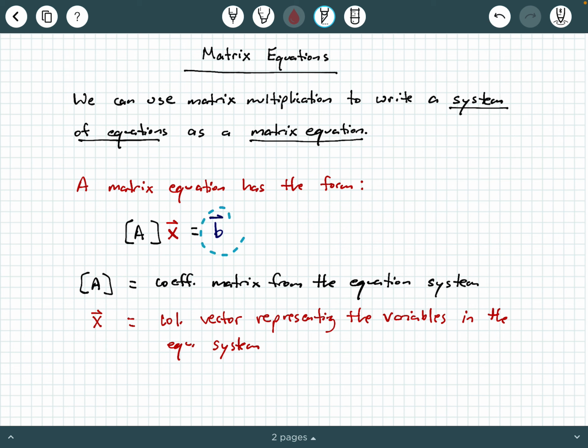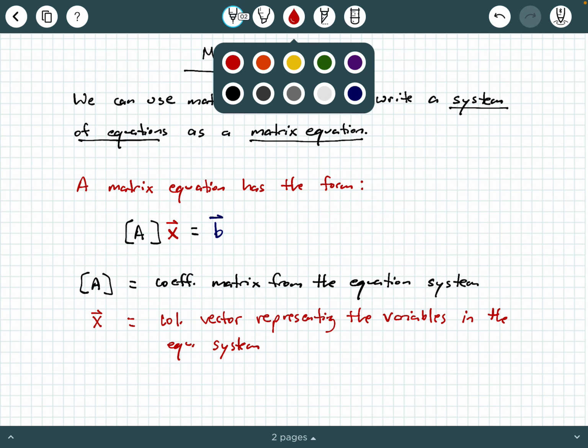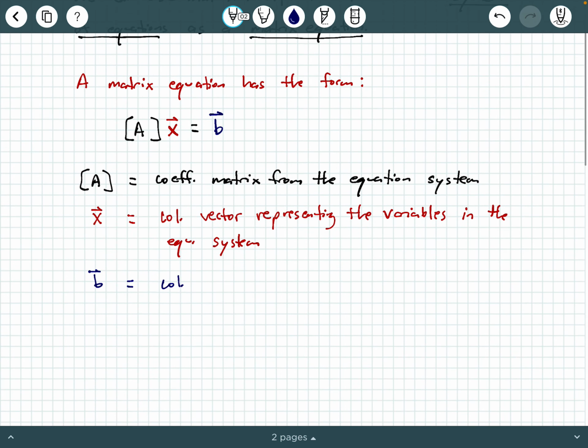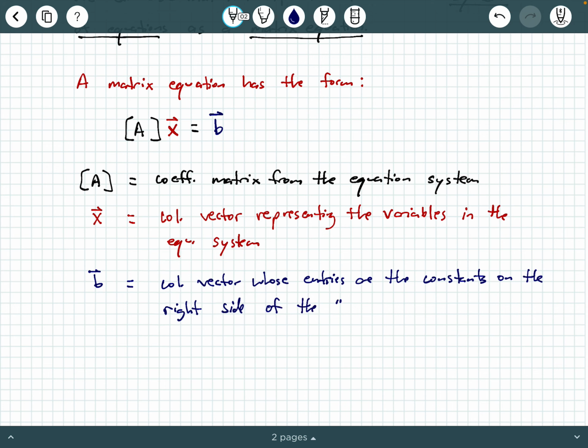And then what about this last guy here, column vector B? Okay, so column vector B, or maybe you may call it a column matrix, is a column vector whose entries are the constants on the right side of the equal sign in the equation system.